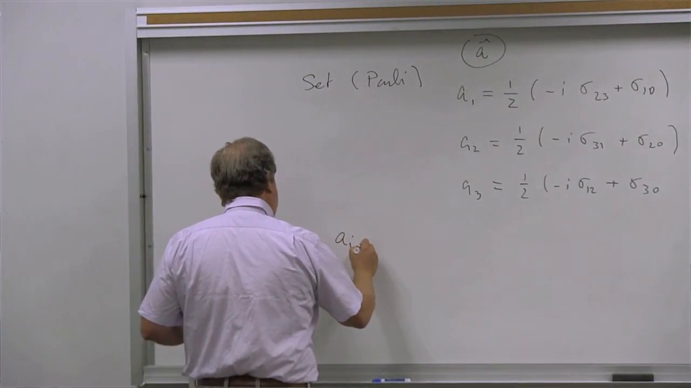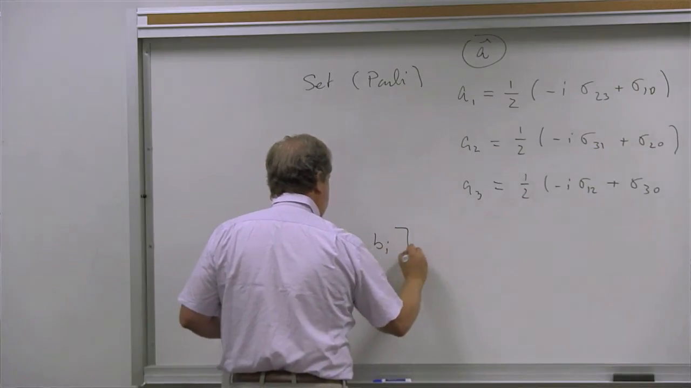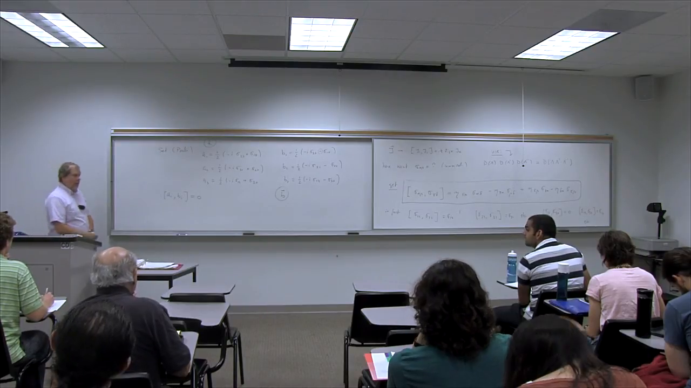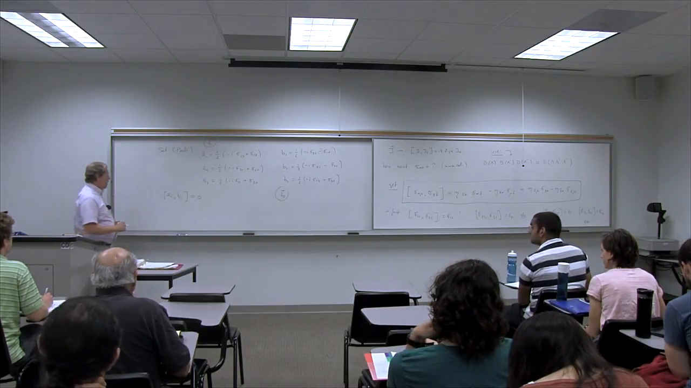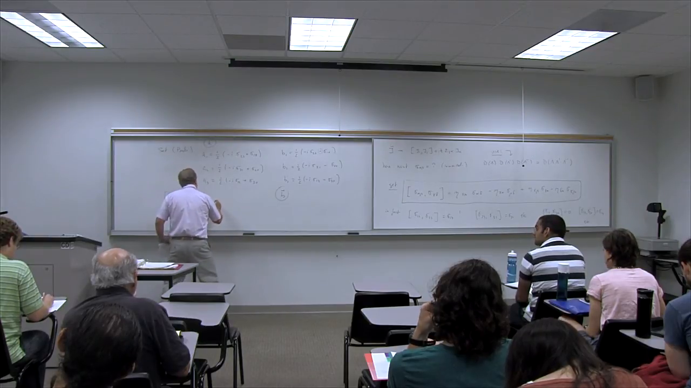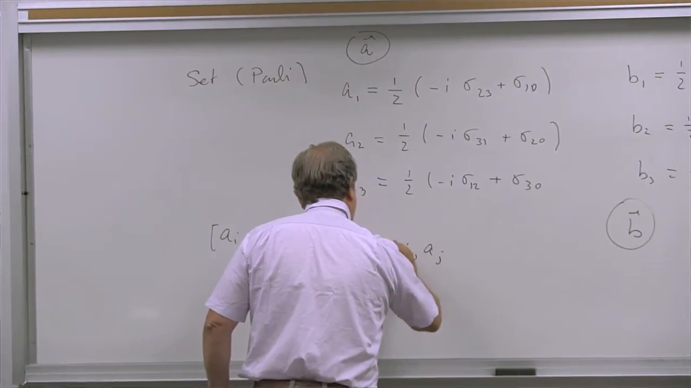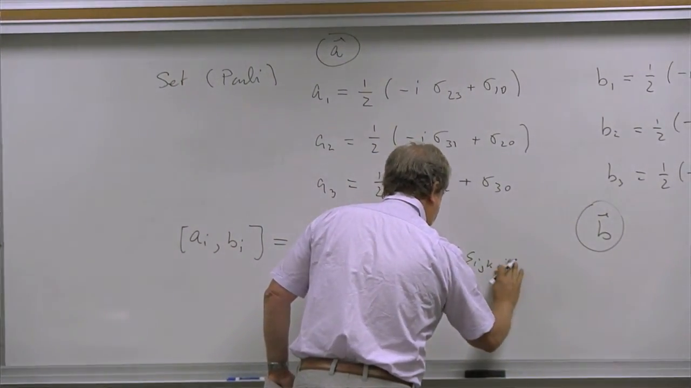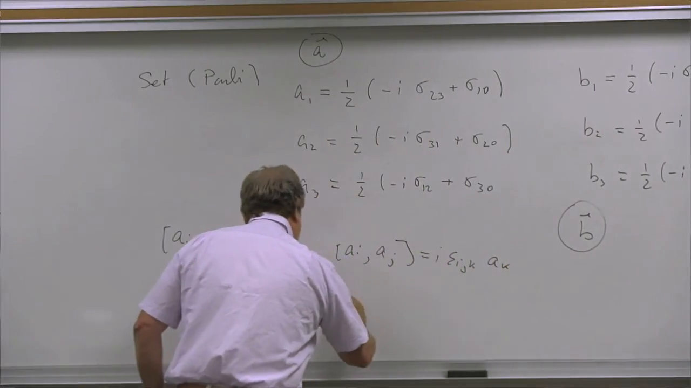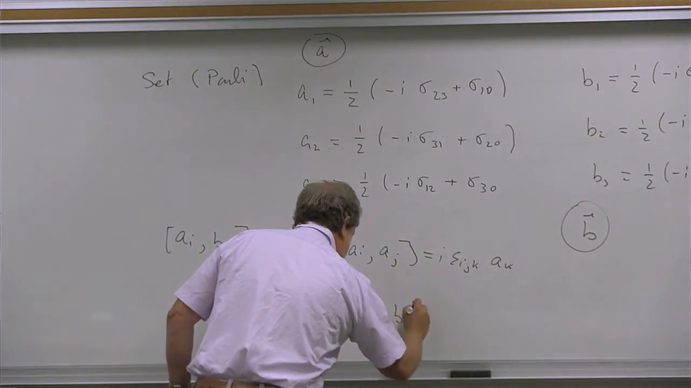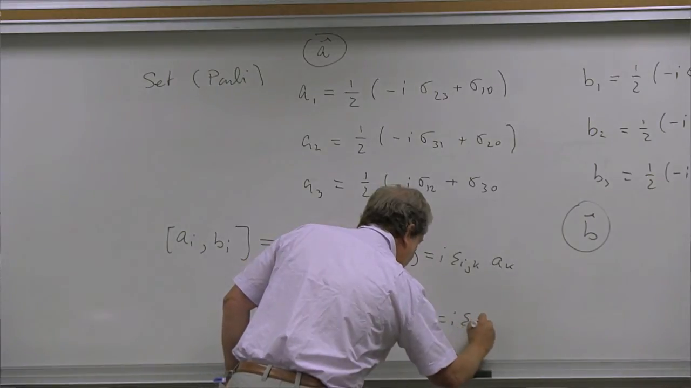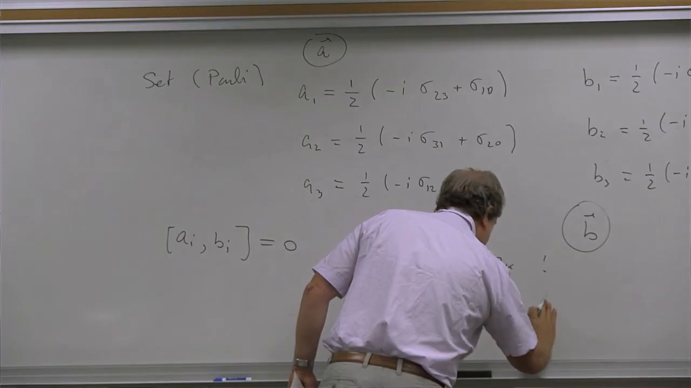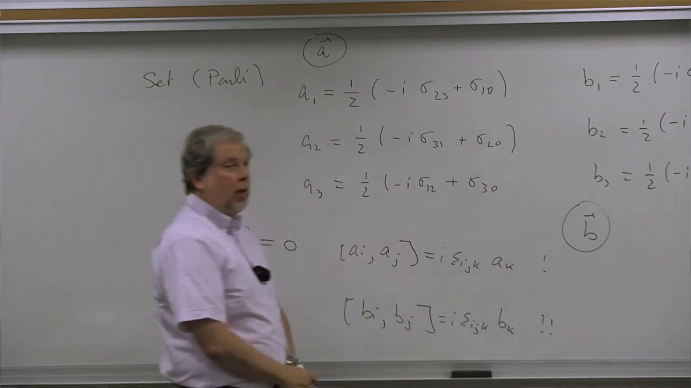The first one is that A_i with B_j is always 0. All the A's commute with all the B's, which is nice. Okay, it breaks up into 2 separate things. And guess what? The commutator of A_i with A_j is equal to i epsilon_ijk A_k, and [B_i, B_j] is equal to i epsilon_ijk B_k. Exclamation mark and double exclamation mark.